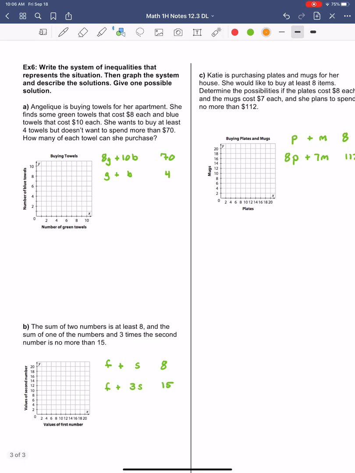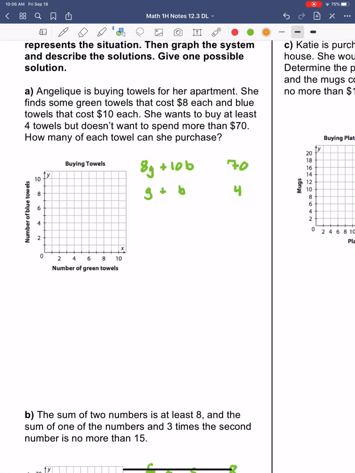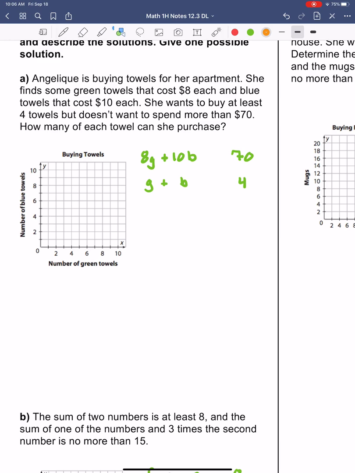All right, moving on to the next set of problems here, and these are going to be inequalities, so it's a little bit different. So the setup is going to be similar, but we're going to add one piece here. It says Angelique is buying towels for her apartment. She finds some green towels that are $8, so that's 8G, and blue towels that are 10, so 10B. And now she wants to buy at least 4 towels, but does not want to spend more than $70.